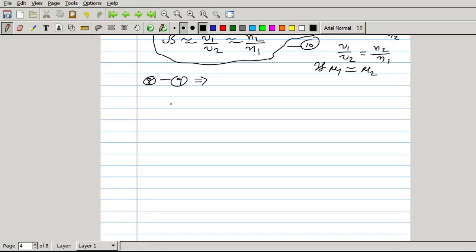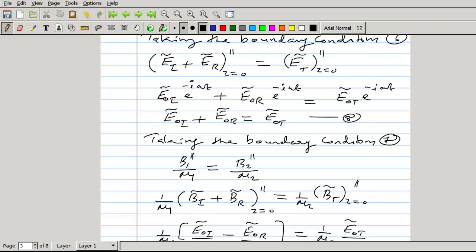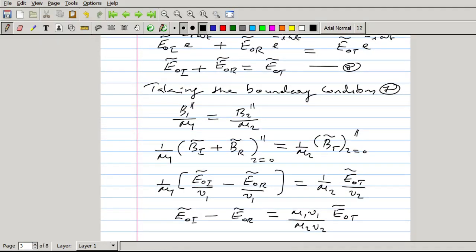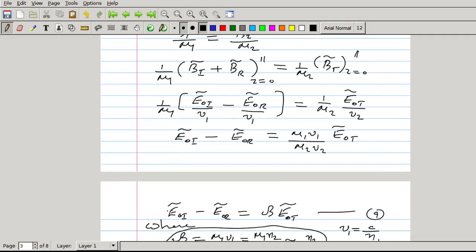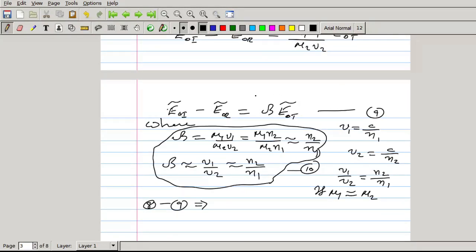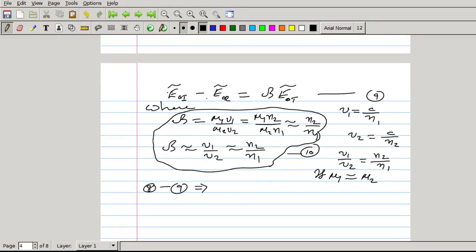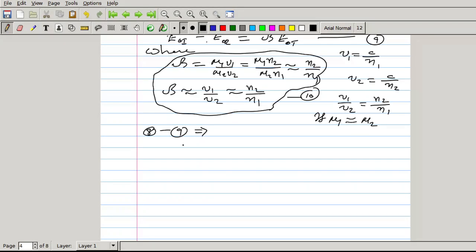First I take the sum of these two equations, 8 plus 9. So here E0I plus E0R, and here it is E0I minus E0R. When I take the sum, E0R will get cancelled. E0I plus E0I, that will be 2E0I, equal to, on the right hand side, E0T plus beta E0T, or I can take 1 plus beta into E0T.